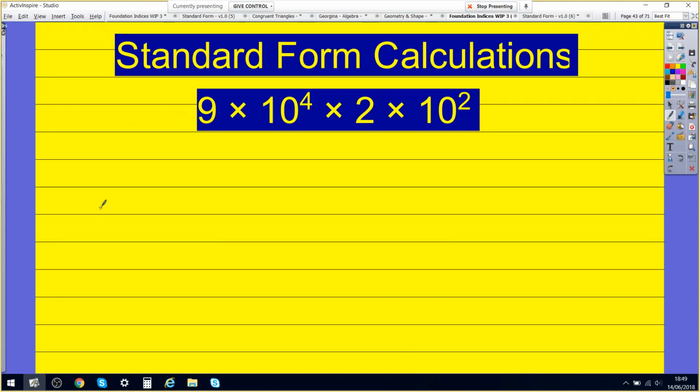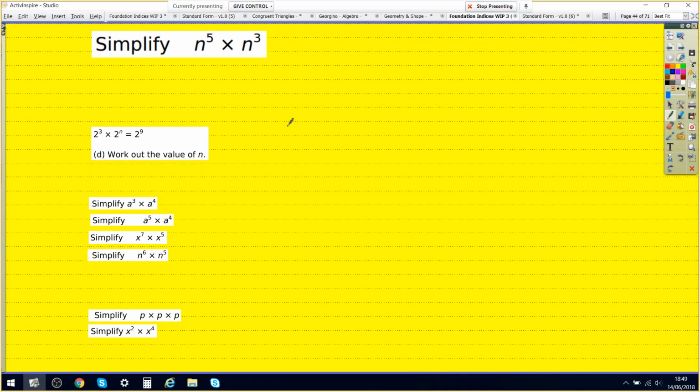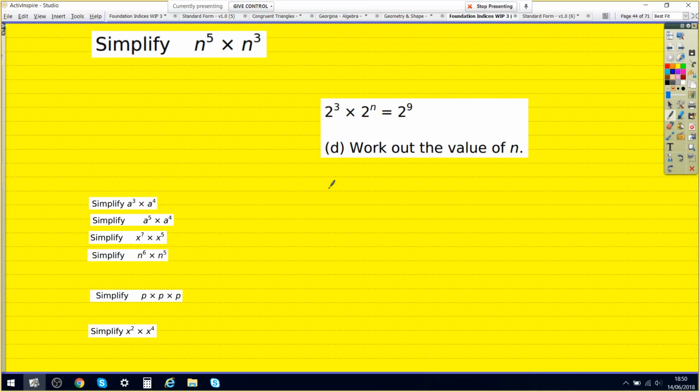Any idea how you'd do this without a calculator? 18, and then times 10 to the power 6. That's it. And you could leave it like that. That's fine. These questions, I think you'll be okay. Okay. What would be this one here? 6. Correct. n equals 6.